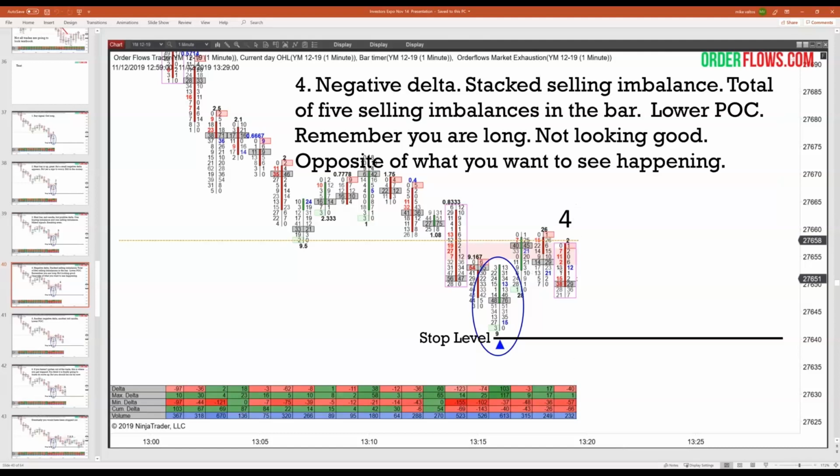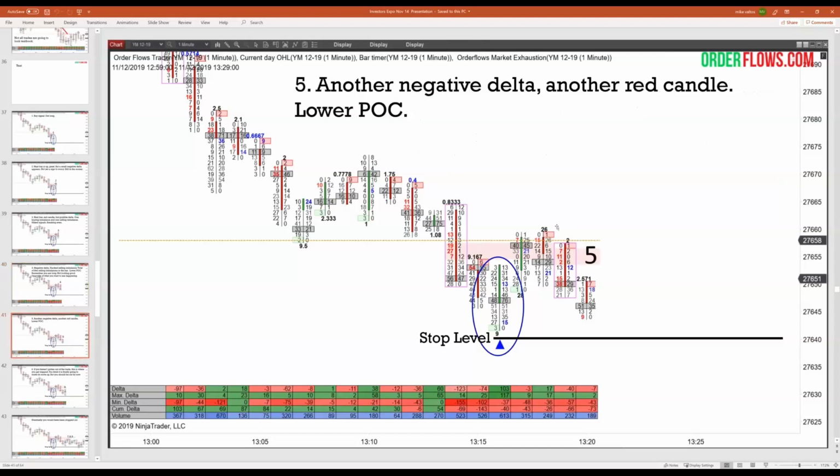I'm already 3 bars into this trade, and I'm sitting on a small loss. That's not what I want to see after 3 bars have already printed. You want to be going higher, not lower. Next bar, even lower. Another down candle, another negative delta, another lower point of control, selling imbalance down at the bottom. It's not looking good. I have my stop level down here, and I'm trading about 6 ticks above the stop level.